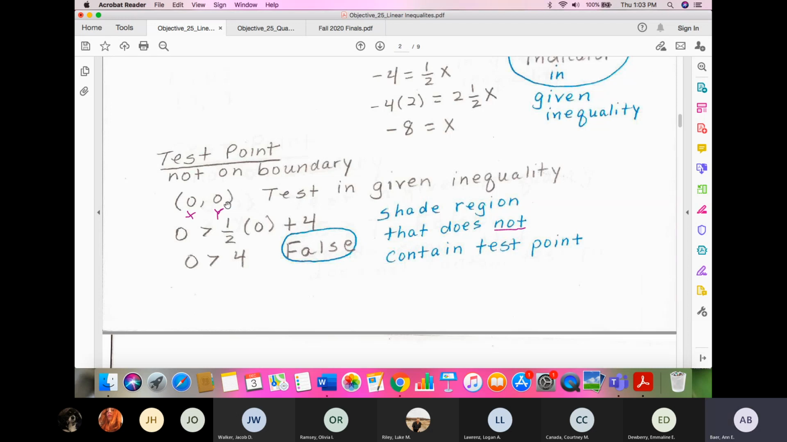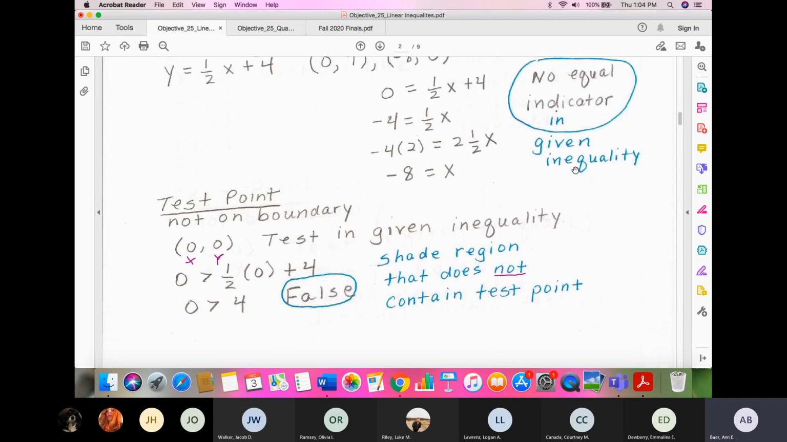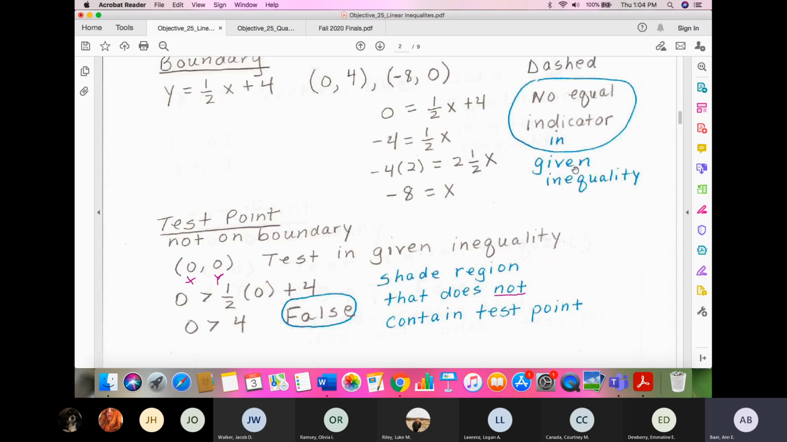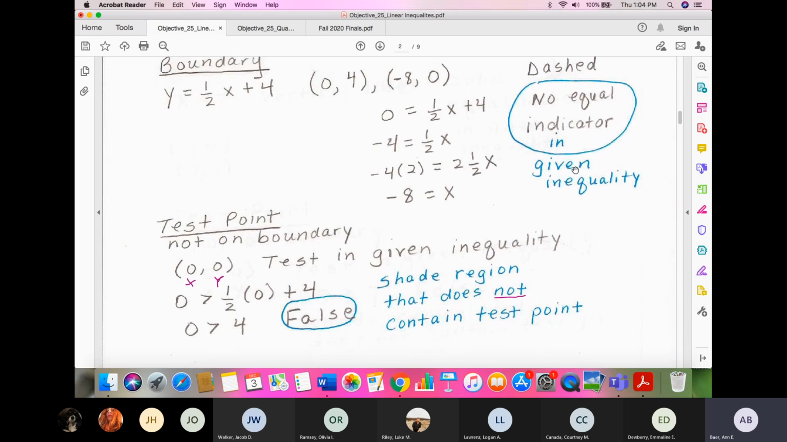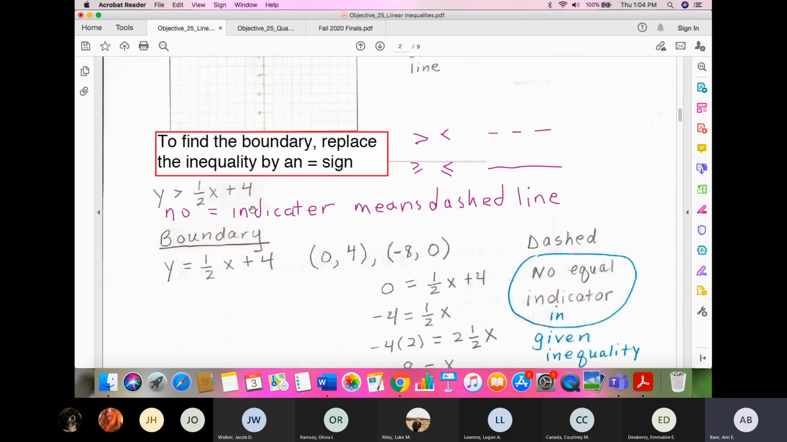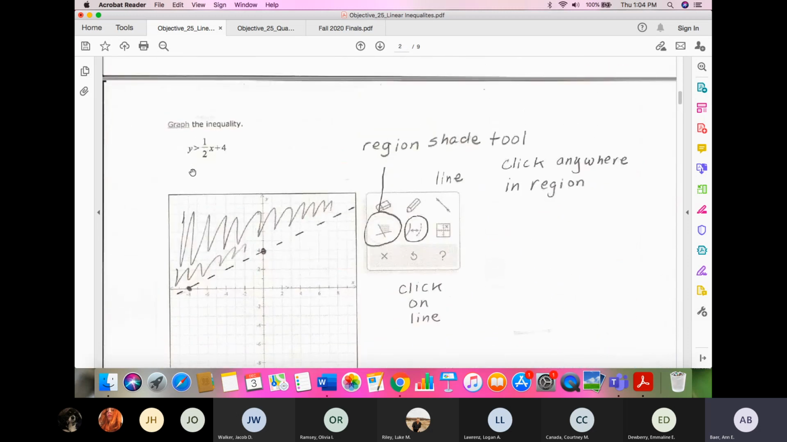In this case, we can use 0, 0, and we want to go back to the given inequality. That's what we're trying to graph. So let's test it in the original inequality and see what happens. We're testing x is 0, y is 0, so it's not too bad to test.